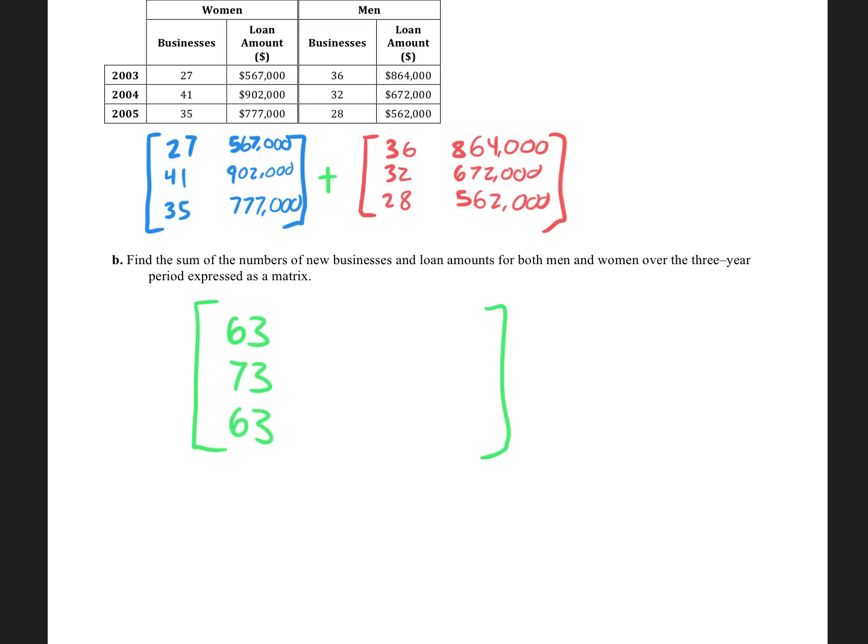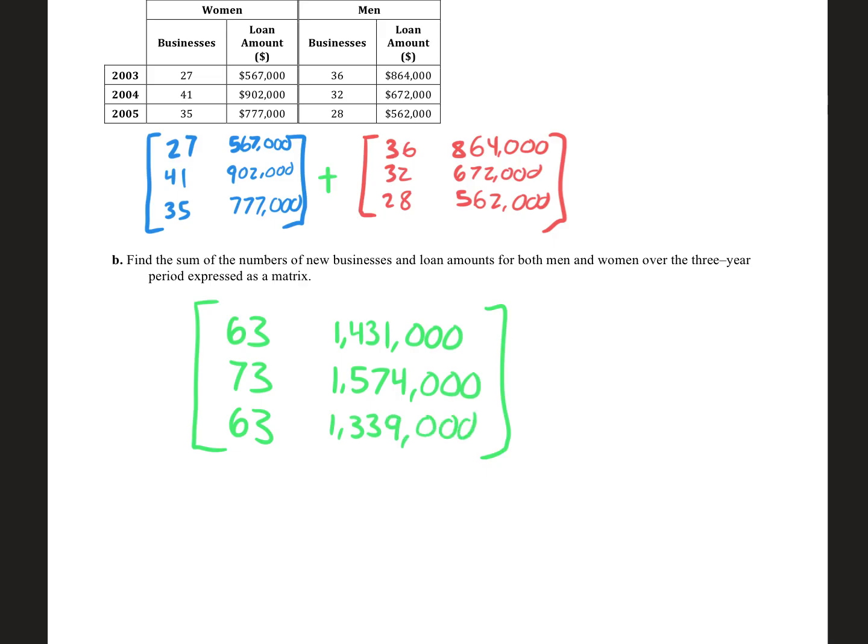All right, let's add those dollar amounts together now. 567,000 plus 864,000 is 1,431,000. Right, 902,000 plus 672,000 is 1,574,000. And the last two numbers, 777,000 and 562,000 make 1,339,000.